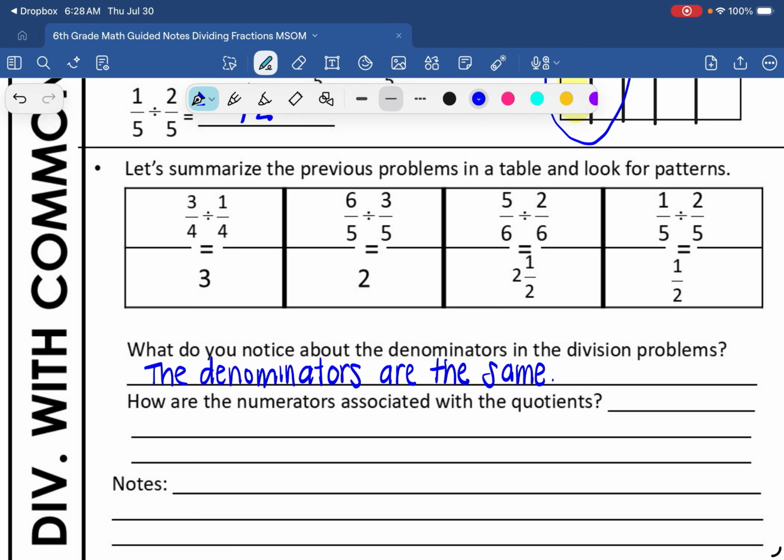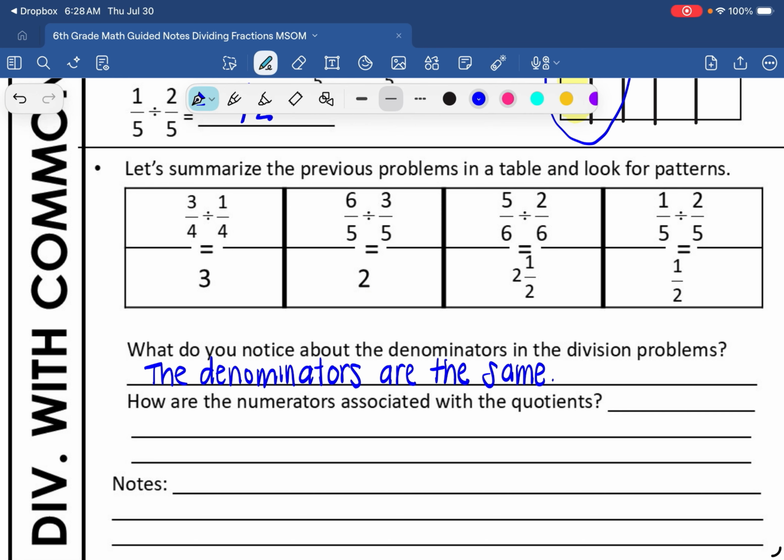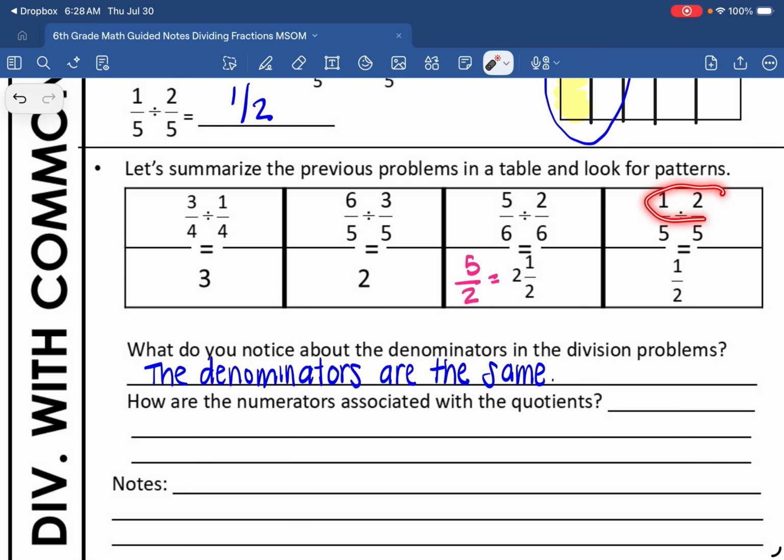How are the numerators associated with the quotient? Notice that 3 divided by 1 is 3. 6 divided by 3 is 2. 5 divided by 2, well, that would be 5 halves, but 5 halves is the same as 2 and 1 half. 1 divided by 2 is 1 half. So if my denominators are the same, the quotient of the numerators is the same as the quotient of the fractions.